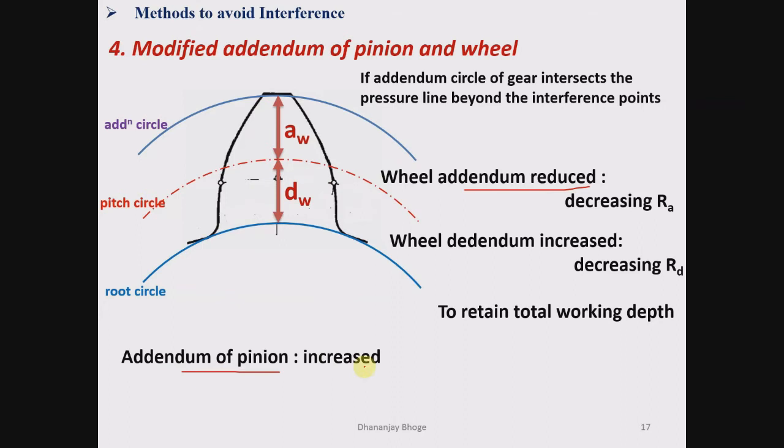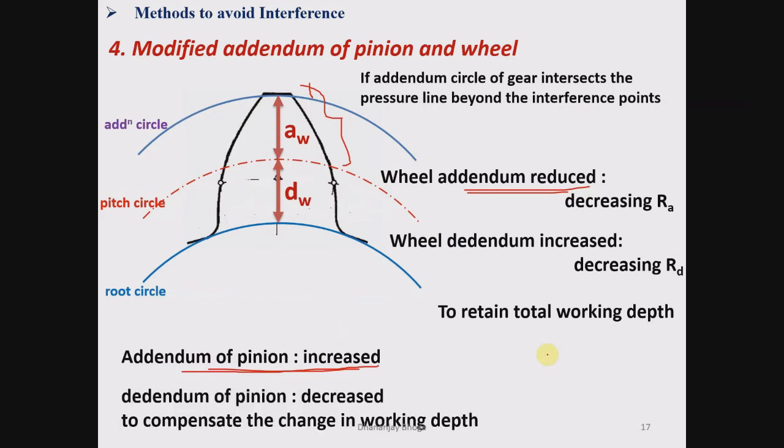we have to increase the addendum of pinion, because face of the pinion is going to mesh with flank of this gear, or face of the gear, this portion will mesh with flank of the pinion. Okay. So if we reduce the addendum of gear, we have to increase the addendum of pinion, and hence we are reducing the dedendum of gear, we have to decrease the dedendum of pinion in order to preserve the total working depth. Okay.